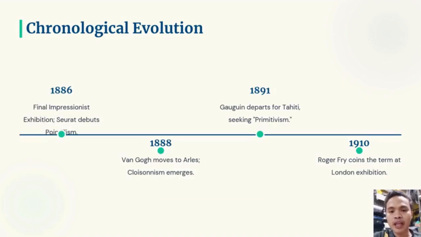So, we have here chronological evolution, or here is a quick look at the history. In 1886, the last Impressionist show happened. By 1888, Van Gogh was painting his famous work in Arles. In 1891, Gauguin moved to Tahiti for new inspirations. Finally, in 1910, an art critic gave this style the name Post-Impressionism.